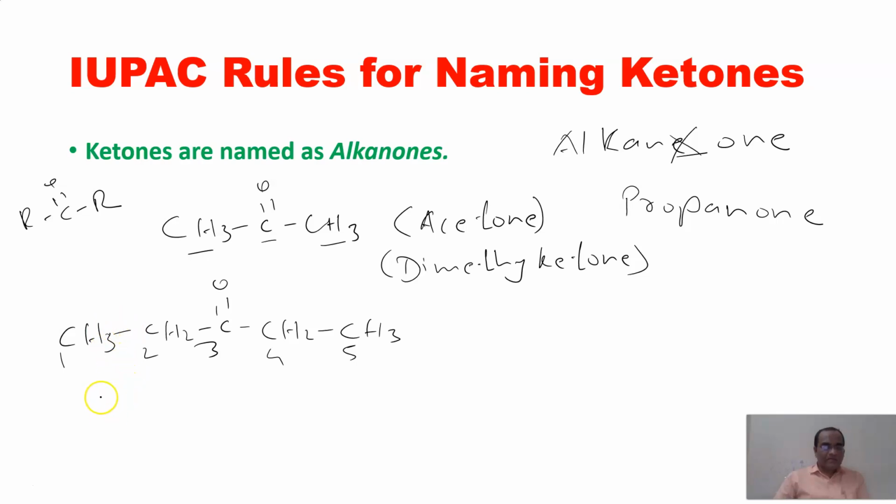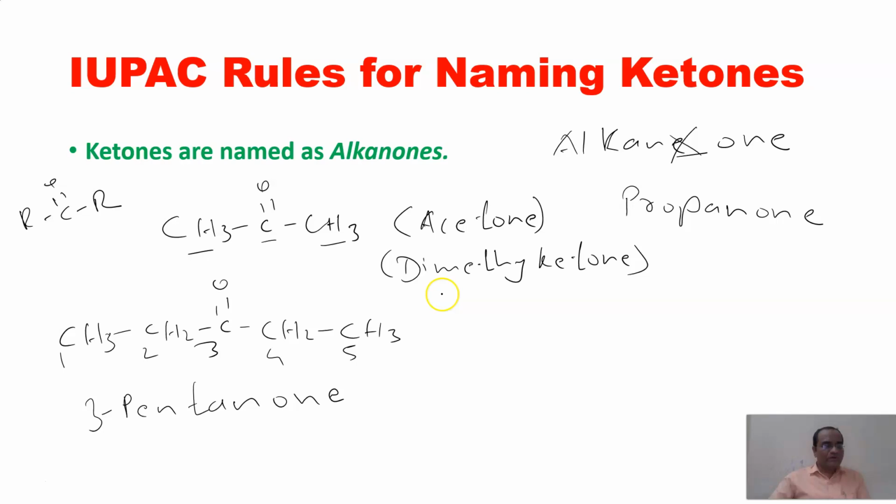So the name of this compound, as I told you, a ketone comes in the middle, but in case of an aldehyde, it comes at the end. Always it will come at the end, but a ketone may come in the middle. So the name of this compound is pentanone. But we have to locate this ketonic group. So 3-pentanone is the correct name for the compound.